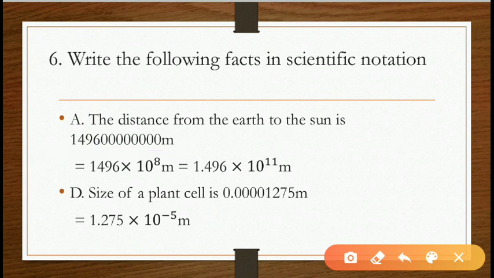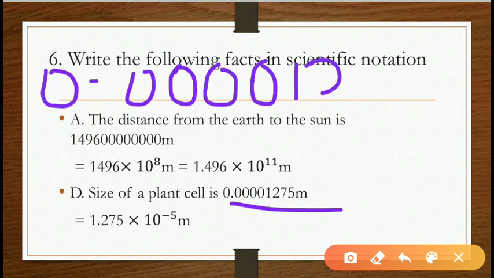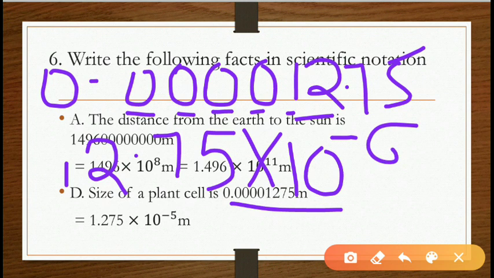Clear? Next is the size of a plant cell, this. Now here the decimal is on the left hand side, 0.1234 1 2 7 and 5. Suppose you want your decimal here after 2. Okay, how many digits are you crossing? 1 2 3 4 5 and 6. So you can write 12.75 into 10 to the power minus 6.